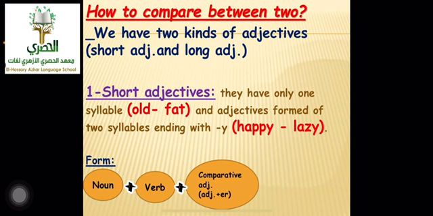We will add ER. Only ER? No. ER can't stand without than. We need to add than in the comparative sentence. Ahmed is taller than Salma, for example. Ahmed is a noun. Is a verb. Taller, comparative adjective, adjective plus ER. Taller Salma? No. Taller than Salma. Shorter than Salma. And so on.